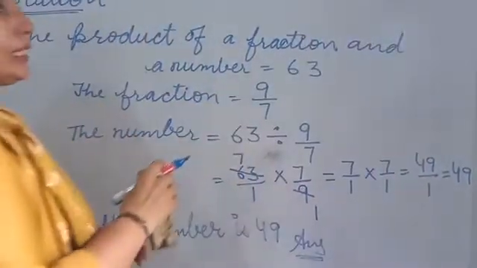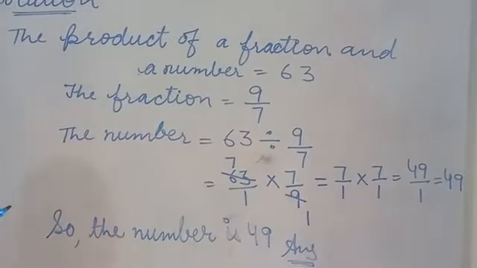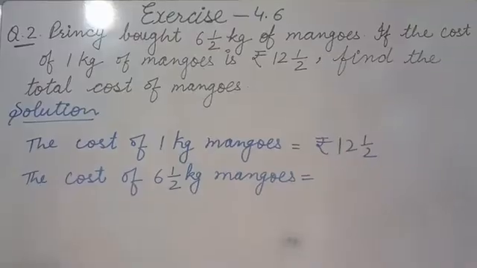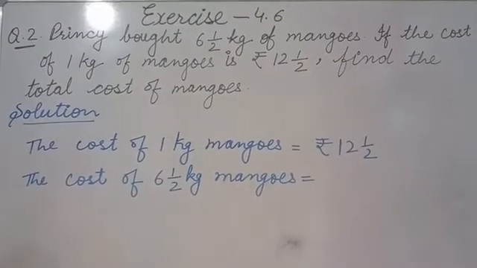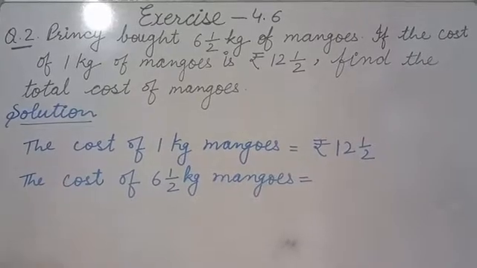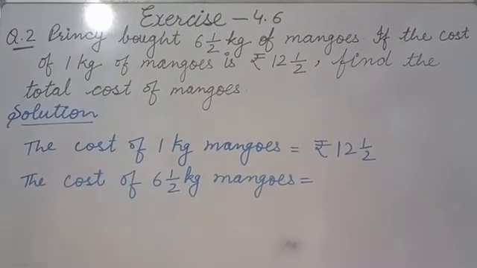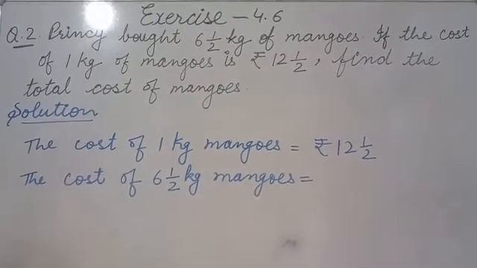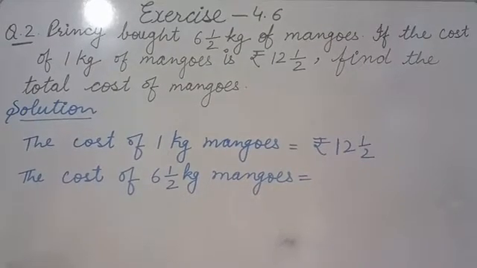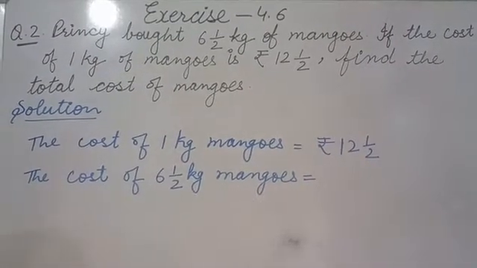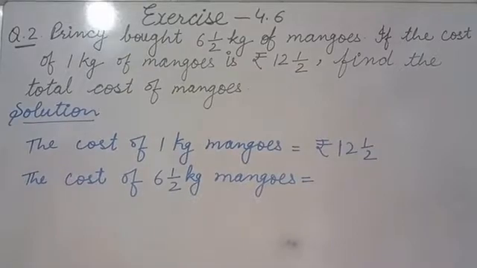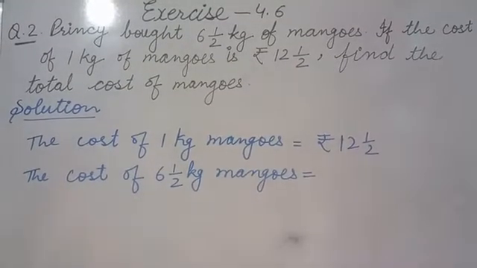Okay. So like this you will do question number 1. Now we will do question number 2. Princey bought 6.5 kg of mangoes. If the cost of 1 kg of mangoes is rupees 12 whole 1 upon 2, find the total cost of mangoes.